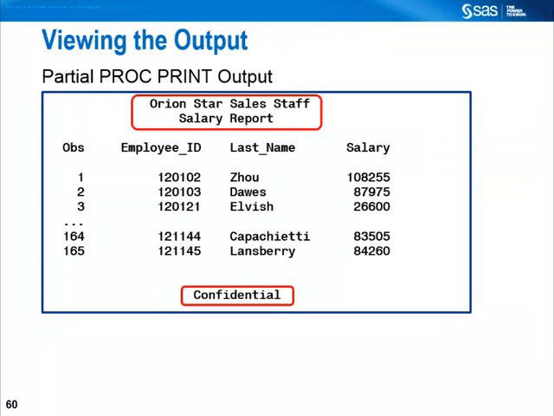Viewing the output, we see that instead of the SAS System, which was the default heading that we used to have till now, it has gone, and we have the word Confidential coming at the end of the report, which was used as a footnote.